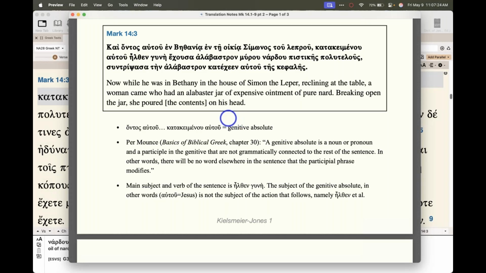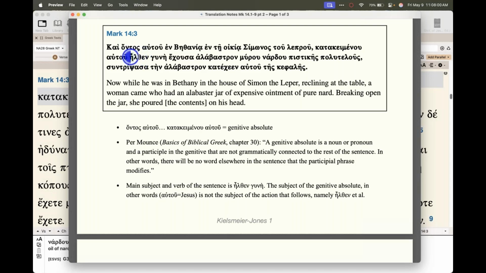Now, you could say a woman who had an alabaster jar of expensive ointment of pure nard came. Grammatically, that is a little bit more consistent with how we typically use English, that you would get the subject and its modifiers and then the verb. So it may feel a little awkward to say a woman came who had. I did that though, because with a woman who had an alabaster jar of, before you even get through the clause, you get lost because you're waiting for the verb. So I put that there.